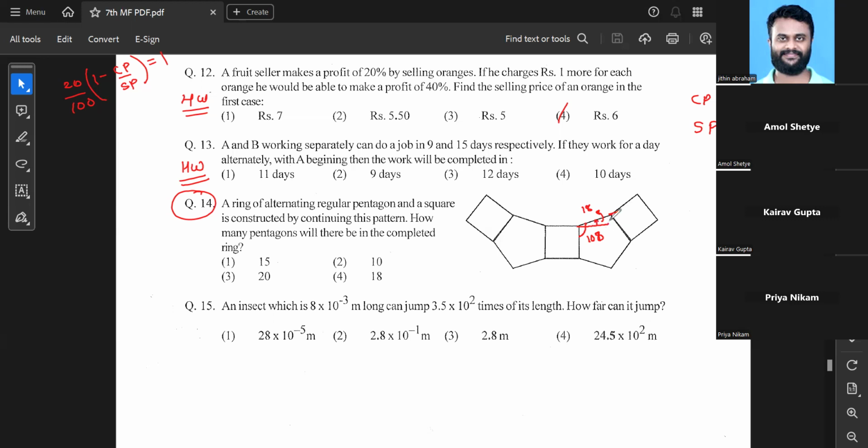From one shape to another shape, it's again an 18-degree shift. So when you consider this as a pair, the 18-degree shift is going to happen 2 times. So the total shift is 36 degrees. How many pairs do you need to complete the circle? The number of pairs you require is 360 divided by 36, that is 10 pairs. And in each pair, there'll be one pentagon and one square. They are asking how many pentagons we require. The answer is 10 pentagons.